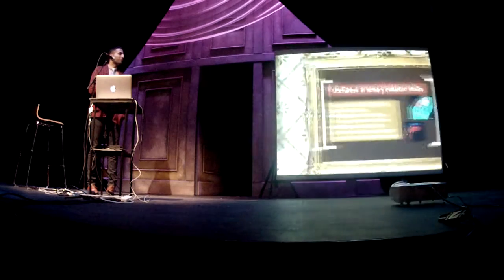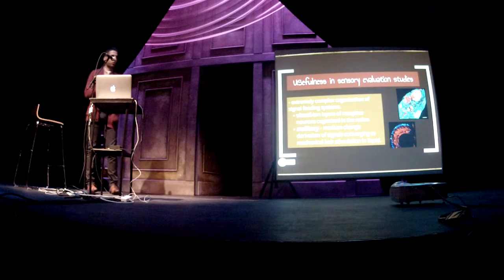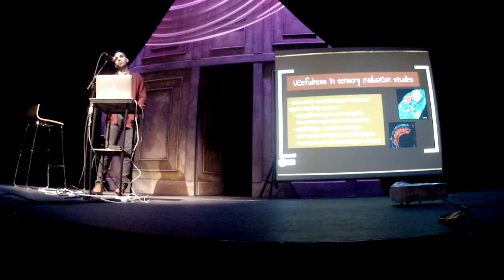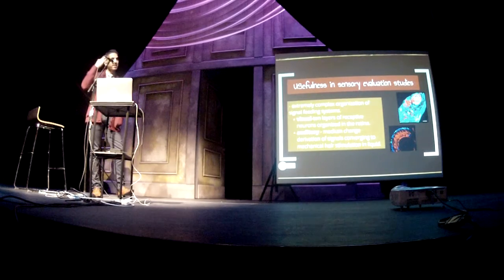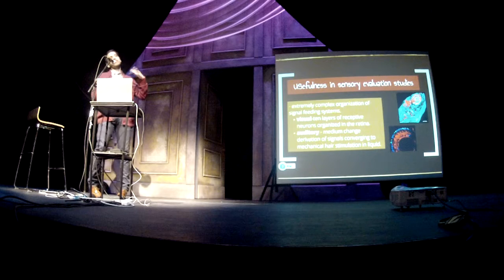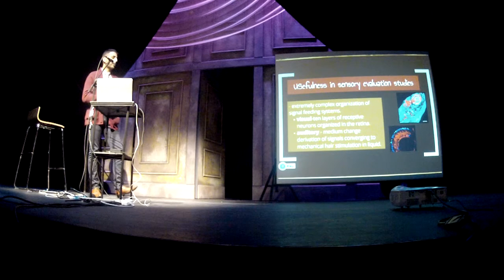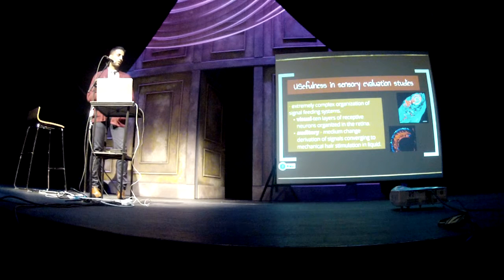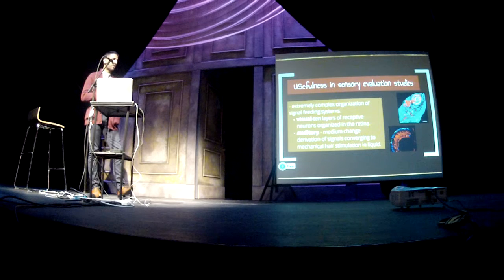Yay. So now, I'm not going to go too much into sensory because I don't have time, but sensory organization in humans is very complex. The visual layer, for example, has 10 layers of repetitive neurons that are receptive neurons in the retina where light strikes and then you see, and things are complicated. And in the auditory system, you have multi-step derivation of signals converging to mechanical hair stimulation in liquid. So that basically means that hearing is hard.